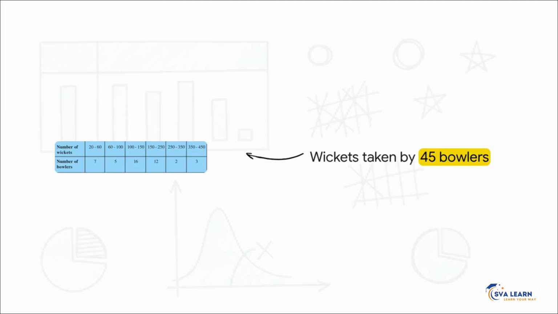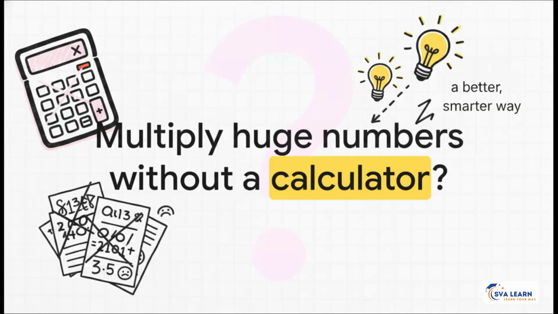But let's look at a real-world case study to see where this direct method really starts to sweat. Here we have a table showing the number of wickets taken by 45 one-day cricket bowlers. Notice anything? Our class intervals are huge here. We're talking 20 to 60 wickets, 150 to 250, all the way up to 350 to 450 wickets. Now, think about finding the class marks for these massive intervals. For that last group, the midpoint is 400. That means you'd have to multiply your frequencies by 125, by 200, by 300, and by 400.